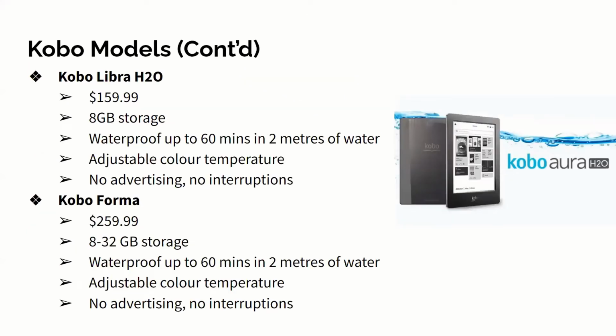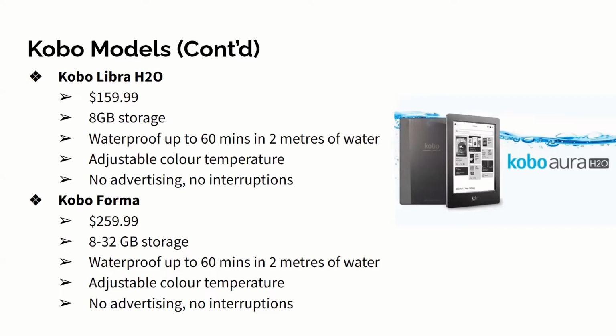Kobo Models continued. Kobo Libra H2O. It's $159.99 with 8 gigabytes of storage. It's waterproof up to 60 minutes in 2 meters of water. Adjustable color temperature, and no advertising or interruptions.